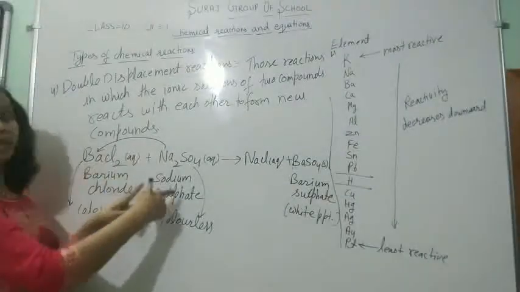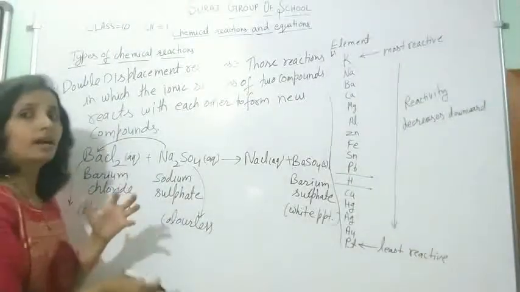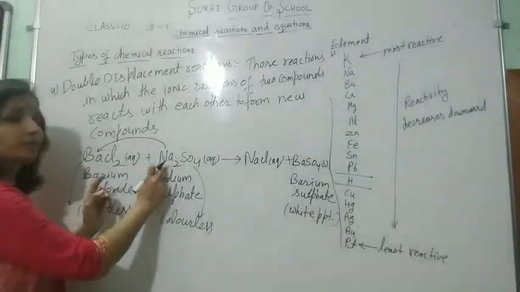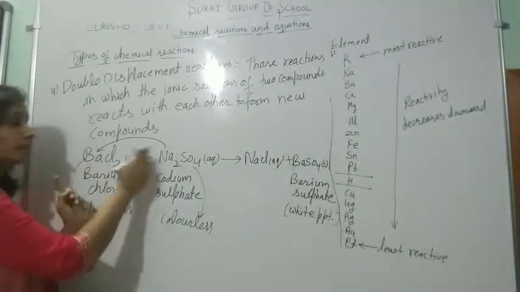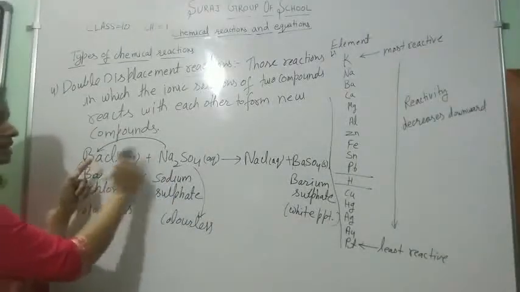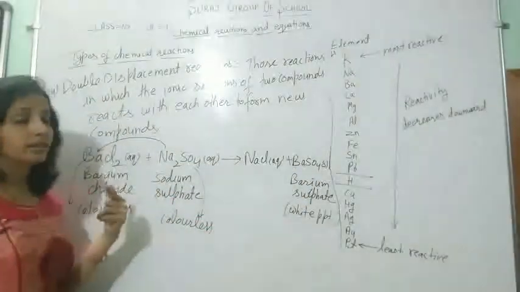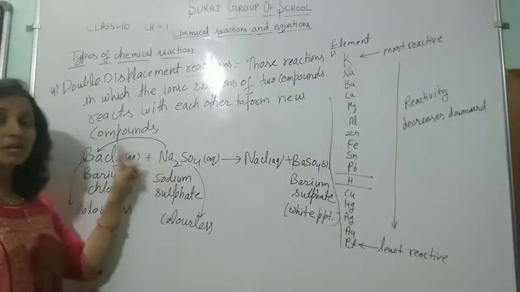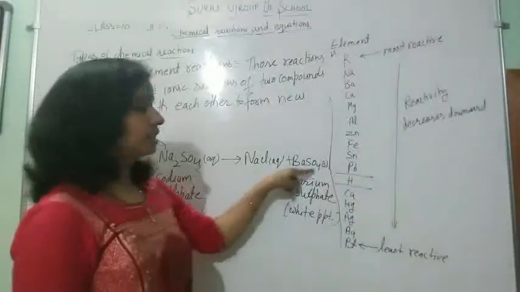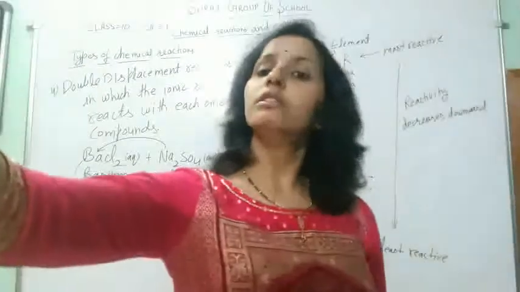So this type of reaction, in which two ionic compounds, sodium compound and barium compound, displace each other, because sodium is a positive ion and chlorine is negative. So sodium combines with chlorine to form NaCl, and barium is a positive ion and the sulfate group is negative. That's why it combines to form barium sulfate. That's why these compounds are formed. This type of reaction is known as a double displacement reaction.